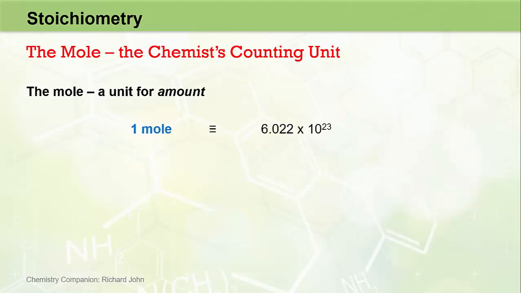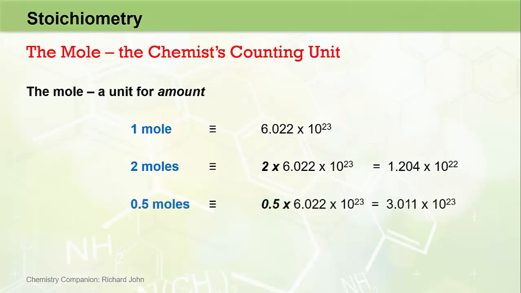Given that 1 mole of objects is equivalent to 6.022 x 10^23 objects, then it follows that 2 moles of objects would be equivalent to twice that number, 2 times 6.022 x 10^23, which equals 1.204 x 10^24. Half a mole would be equivalent to 0.5 times Avogadro's number, or 1/2 of 6.022 x 10^23, which equals 3.011 x 10^23, and so on. And if we had any number of moles, for example, X number of moles, then the number of atoms, molecules, or ions in a sample would be X times Avogadro's number.